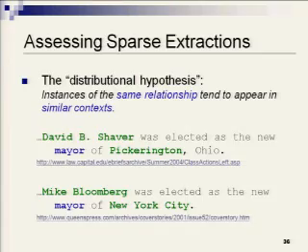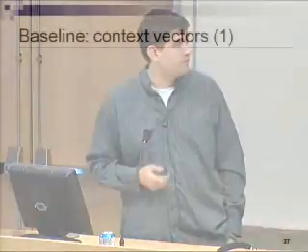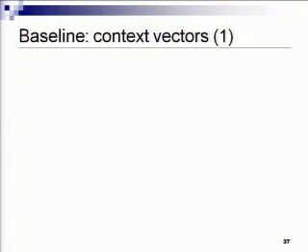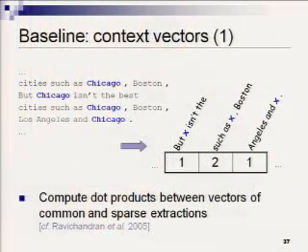So the idea that we're using here is, of course, the distributional hypothesis, which in our case is the idea that instances of the same relationship tend to appear in similar contexts. So notice David B. Shaver was elected as the mayor of Pickerington, Ohio. This sentence doesn't follow one of our generic patterns, but it does happen to exactly match the text on a different page that Mike Bloomberg in New York City participates in. So if we can use these other mentions, we can potentially do better assessment than we could with just extraction patterns alone. So I won't go into this.